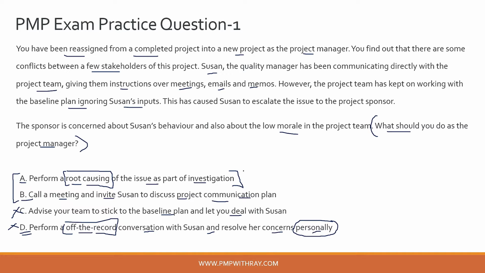Rather than maybe just calling Susan in a meeting, or maybe just telling your team not to listen to what Susan is saying and continue with the way they are doing the project, etc., right? So for that reason, guys, option B is an incorrect option, and the correct answer to this question is option A, which is to perform a root causing of the issue as part of the investigation. This links back to the core project management behavior framework that a good project manager always tries to solve a problem from the root cause, and they don't solve a problem superficially. Okay, so the correct answer to this question is option A.